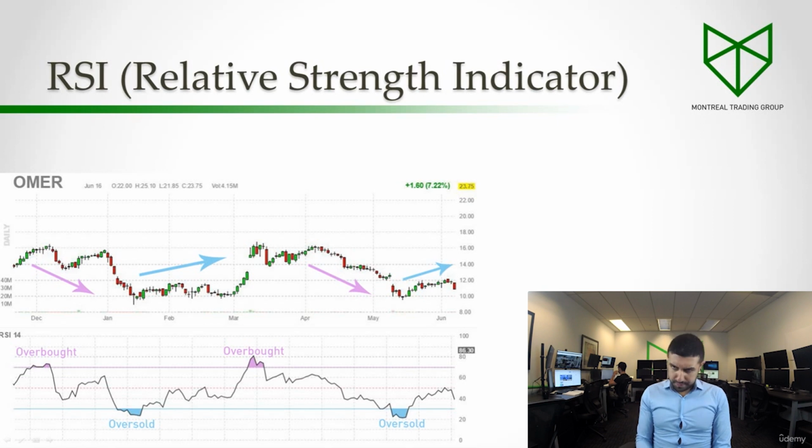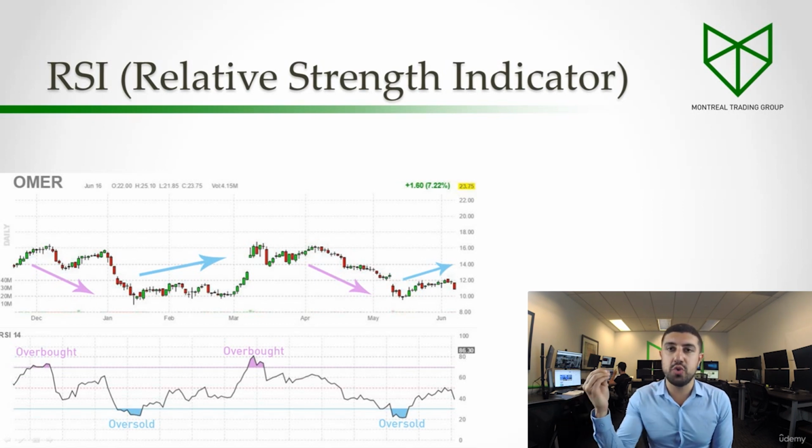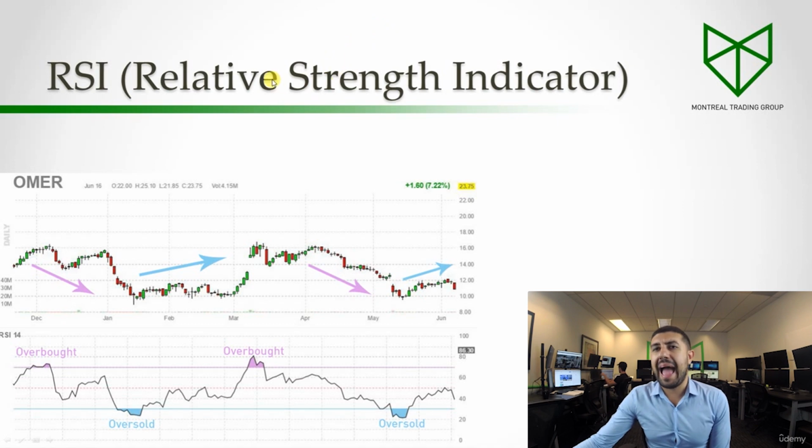Okay? So you might have heard a lot of times people saying, hey, this stock is overbought or this stock is oversold. To figure out if a stock is overbought or oversold, one of the indicators that we can use for that is the relative strength indicator. Okay? So how is the relative strength indicator calculated?